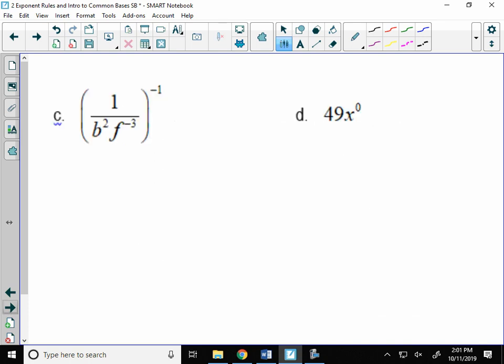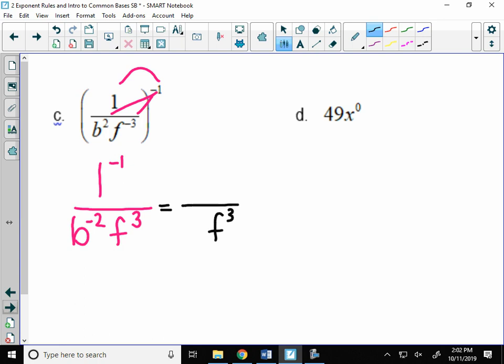All right, letter C. When I have the exponent of negative 1, I'm going to distribute that exponent to each piece and part of this expression. So I get 1 to the negative 1 over b to the negative 2, f to the positive 3. Now remember, a rule about negative exponents is that the terms with a negative exponent flip position. So the f to the third is positive. He stays put. The 1 moves to the bottom because it now will have a positive 1. And the b moves to the numerator to have a positive exponent. You could also rewrite that as just b squared over f cubed. You do not have to write the 1.